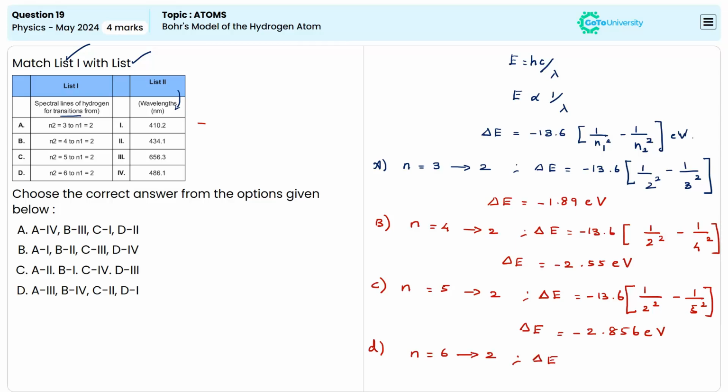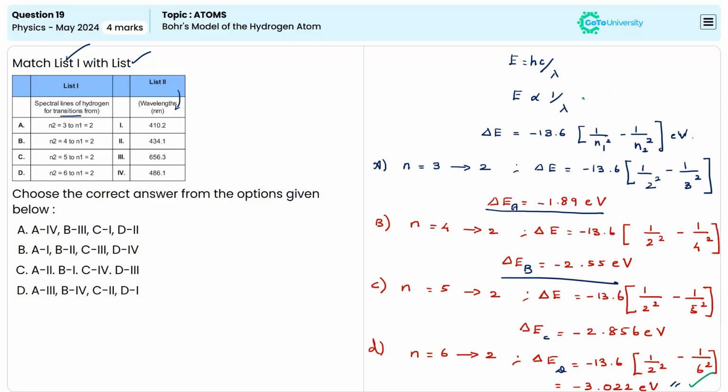So del E will be equal to negative 13.6 times (1 divided by 2 square minus 1 divided by 6 square). When we simplify this, we get negative 3.022 electron volt. So now we have a transition energy value for option A, option B, option C and option D. As I said already, the energy and the wavelength are inversely proportional.